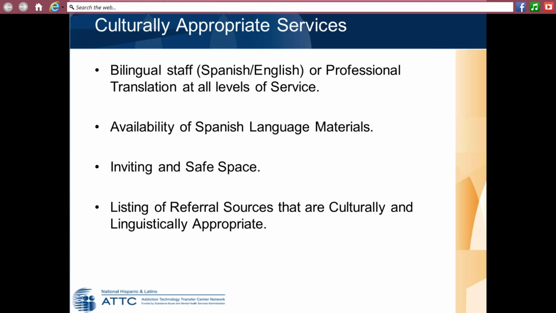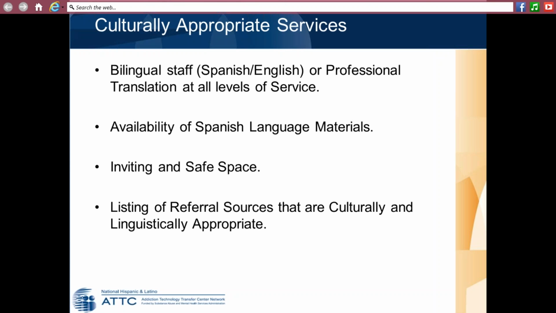That there's an availability of Spanish language and other language materials, and there's an abundance of materials out there that have been produced and translated that we can use in reaching folks in an effective way, and that our spaces of service are inviting and safe spaces for people to go to, that we adhere to issues of confidentiality, and that we provide the opportunity for people to ask questions.